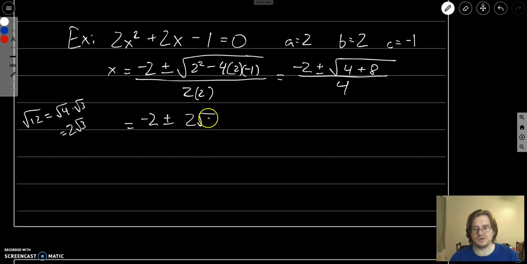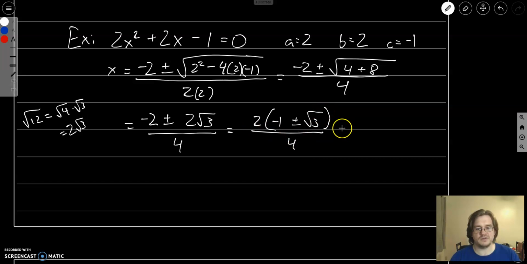So this will be 2 square root of 3 divided by 4. And what I'll do on the top is I'll factor out a 2. So I'll pull a 2 out of the first term, which will be negative 1, plus or minus. And if I pull a 2 out of the second one, I'll be left with a square root of 3. Dividing everything by 4, I can cancel a 2 and be left with a 2 on the bottom.